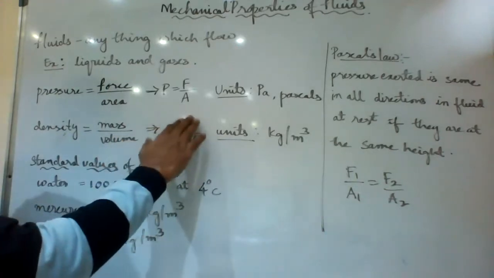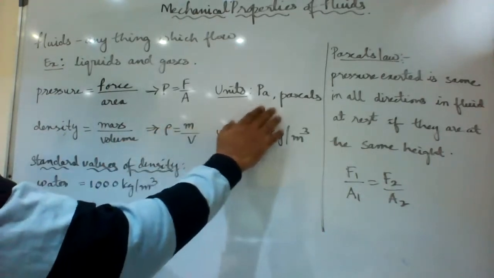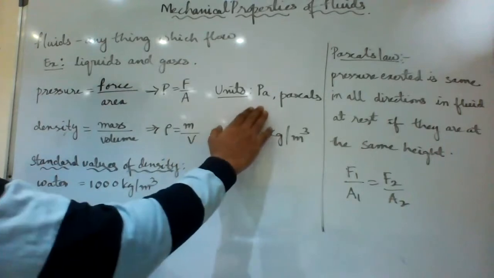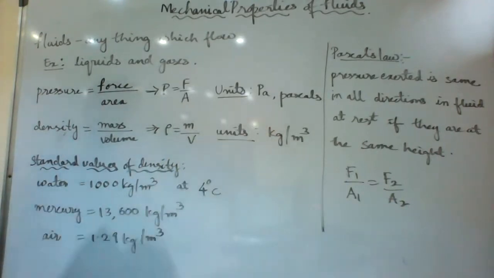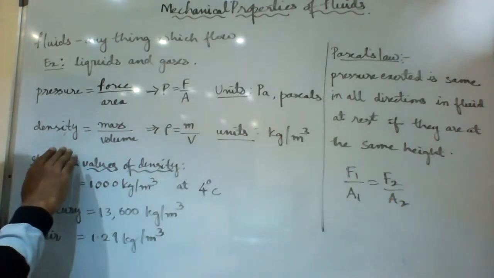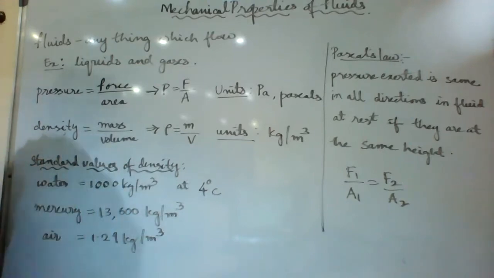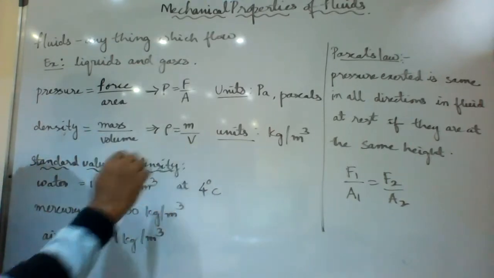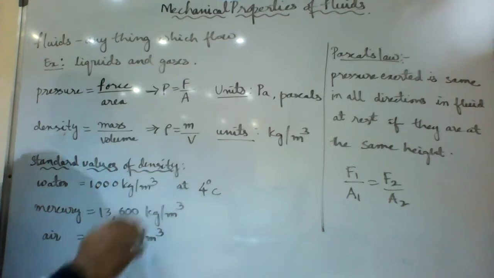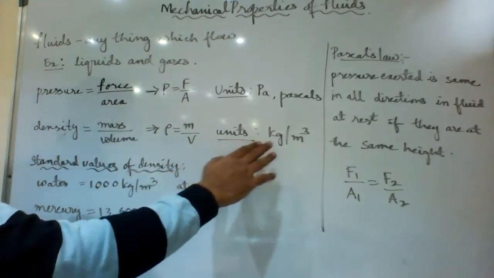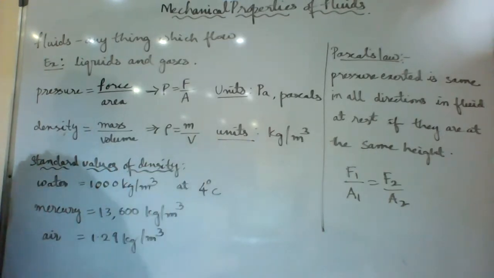So P equal to F upon A, and the unit of pressure is pascals, or we can also write Newton per meter square. Now density: the formula for density is mass upon volume, rho equal to m by V, and the unit of density is kg per meter cube.